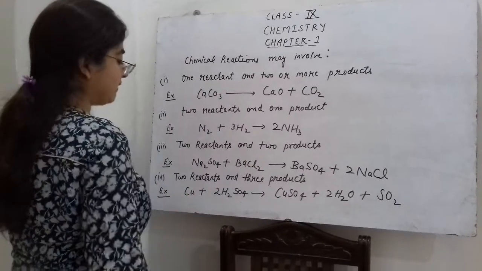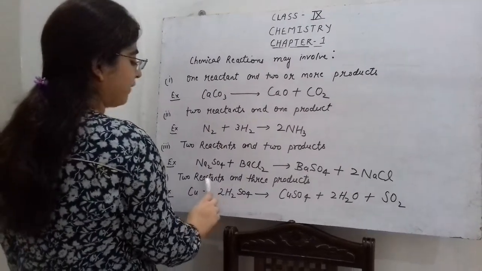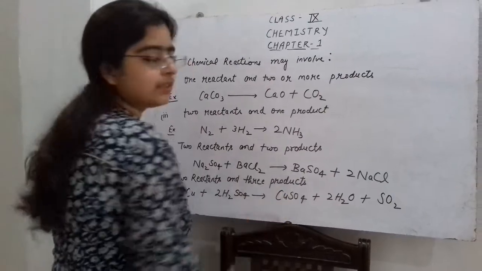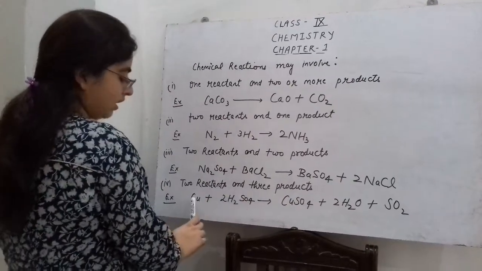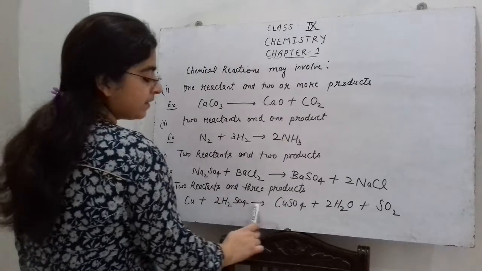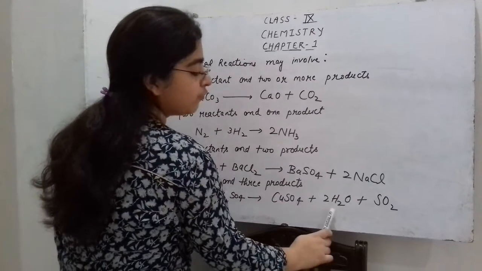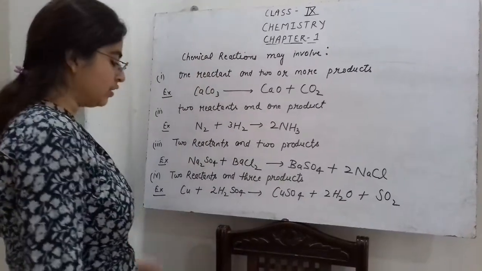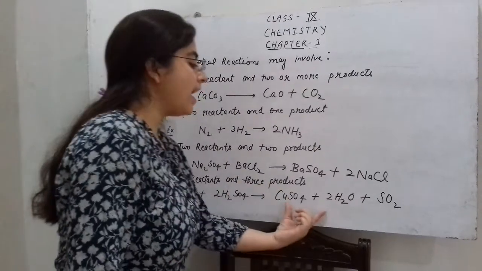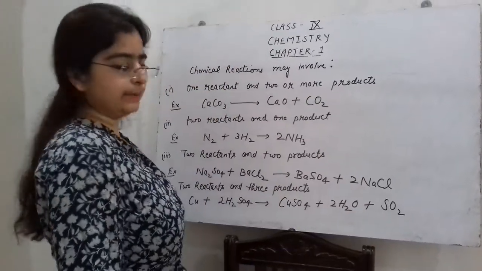Then in the fourth case, a chemical reaction can have two reactants and three products. Here copper and sulfuric acid react to form copper sulfate, water and sulfur dioxide. So here two reactants are there and three products are there.